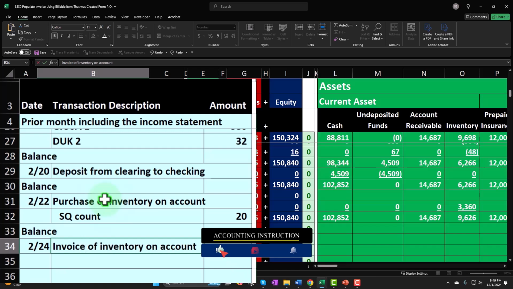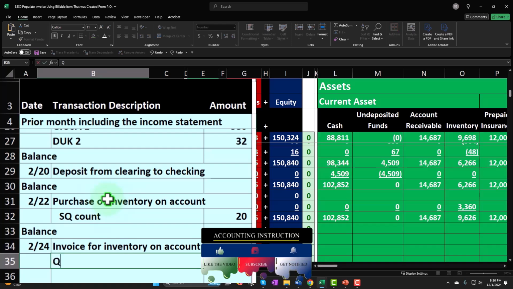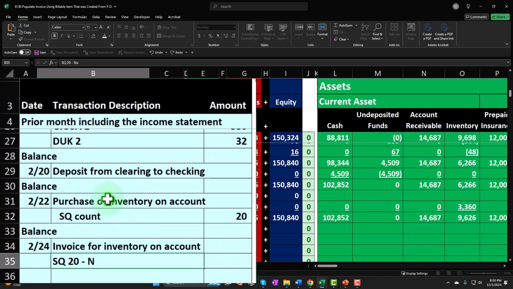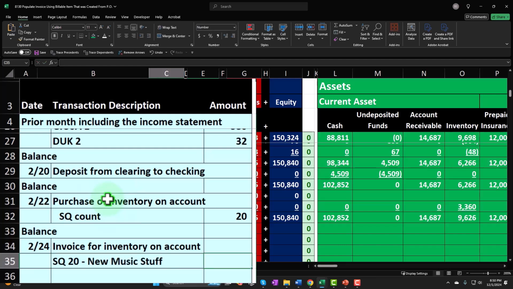Let's say invoice for inventory on account. So these are going to be the SQ Squire 20, and this is going to be for customer New Music Stuff. And the cost of these are $244. Now you'll recall, if you saw the prior presentation, that we put these on the books. We bought the 20 of them specifically for this particular customer, and then we imagine that we now have the inventory, and now we're creating the invoice for it.